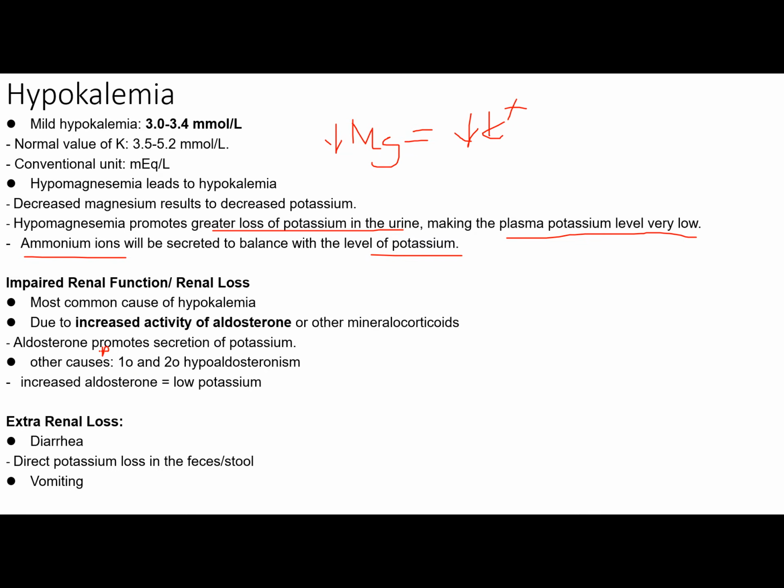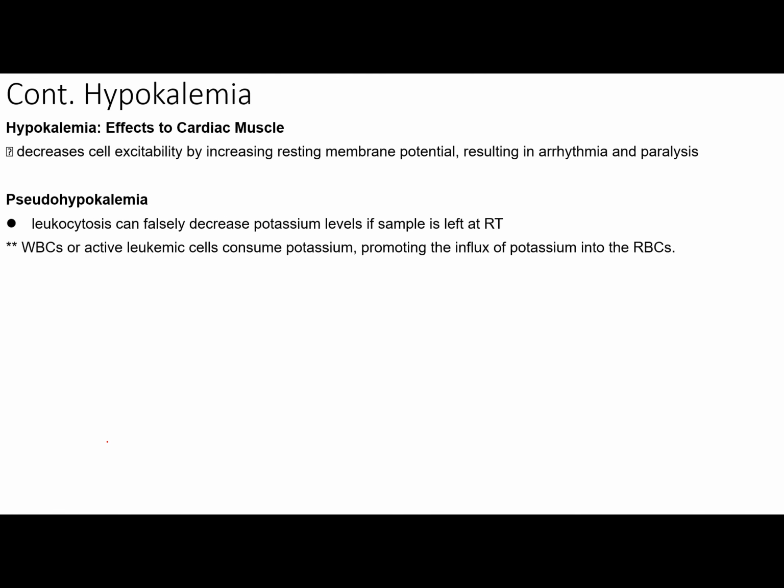Other causes would include primary and secondary hypoaldosteronism. Increased aldosterone leads to low potassium. Extrarenal loss is seen in diarrhea, where there is indirect potassium loss in the feces and stool, and vomiting. Hypokalemia affects the cardiac muscle. So, the effect of hypokalemia, when your potassium is low, class, is decreased cell excitability by increasing the resting membrane potential, resulting in arrhythmia and paralysis.